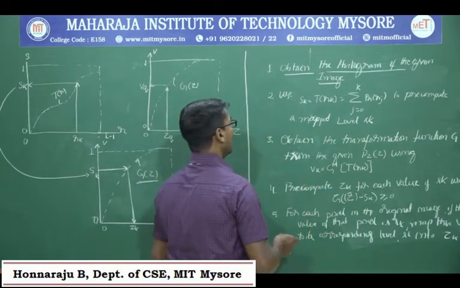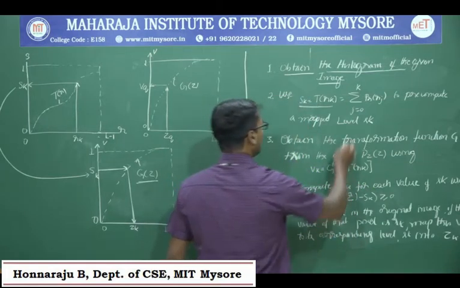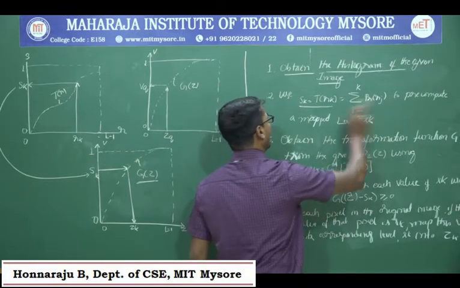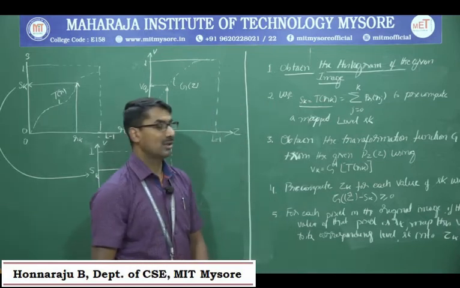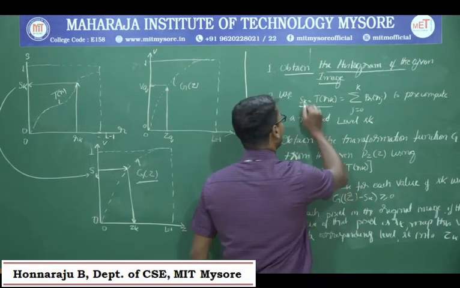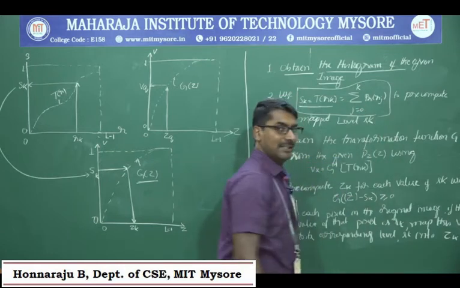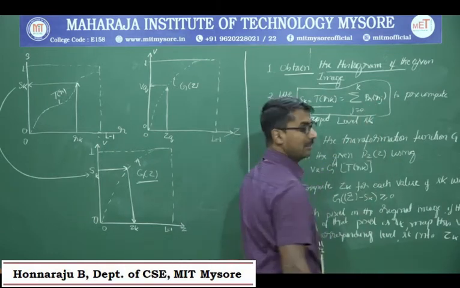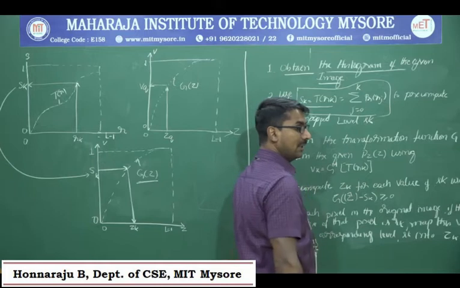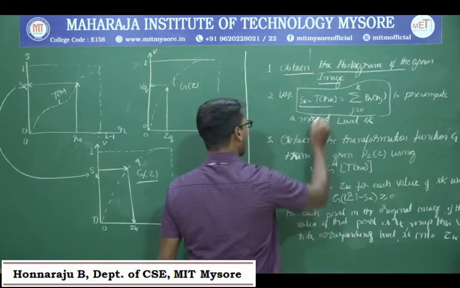After extracting the histogram, we need to compute SK. SK is equal to T of RK, which is the sum over J equals 0 to K of PR of RJ. In order to find the map, we need to pre-compute the SK value. This equation is the histogram equalization formula. Here PR represents the probability density function and RJ represents the gray level. So here we compute the probability density function.